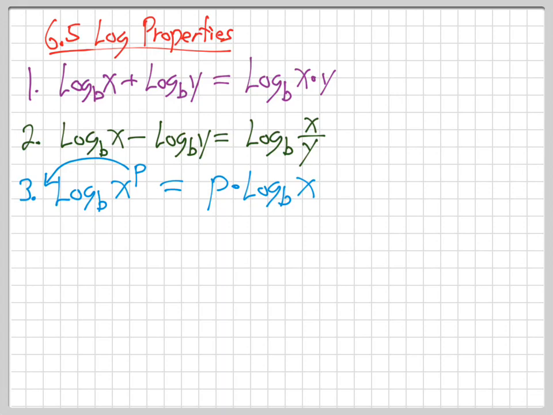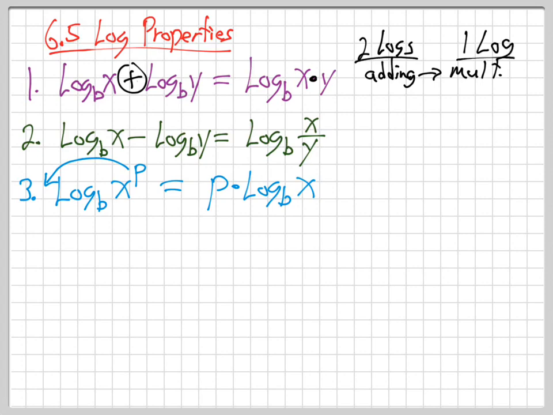So these properties, let's talk about them. Notice they all have log b, so the b doesn't matter. The b is just glued right to the log word. Don't worry about the base; we're not messing with the base. But what we're doing here is adding becomes multiplying, doesn't it? So adding for 2 logs becomes multiplying for 1 log.